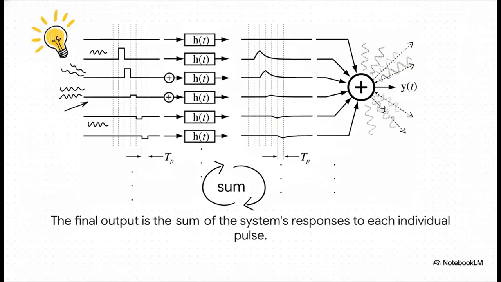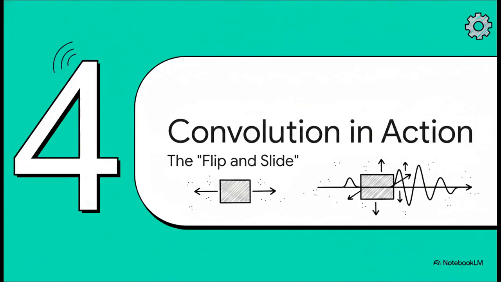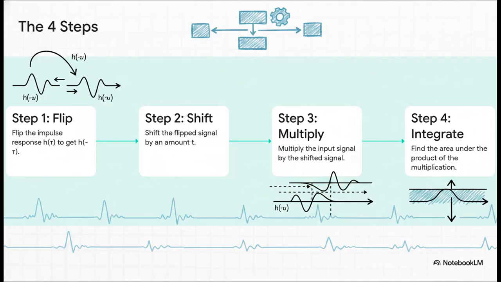And then we just add all those individual responses up. That, right there, is the core idea of convolution. Okay, so this whole idea of adding up a bunch of tiny responses sounds great in theory, but what does it actually look like? Well, this brings us to the famous graphical way of doing convolution, which I like to call the flip and slide. It's pretty cool. The entire process boils down to 4 simple steps.